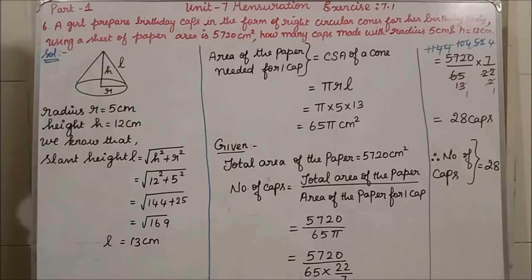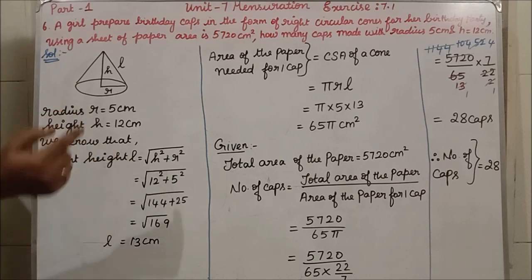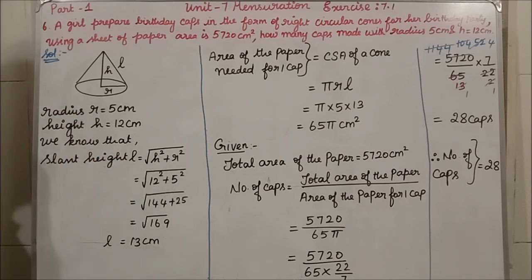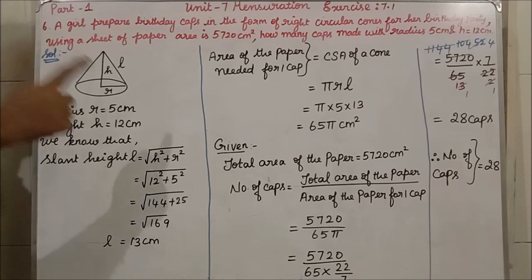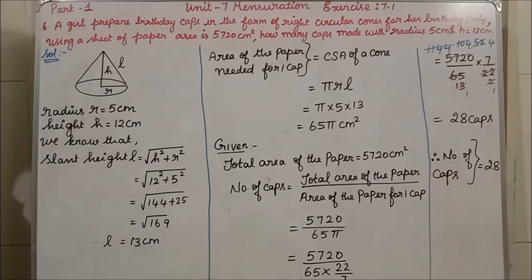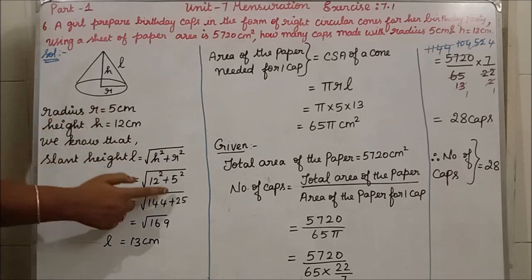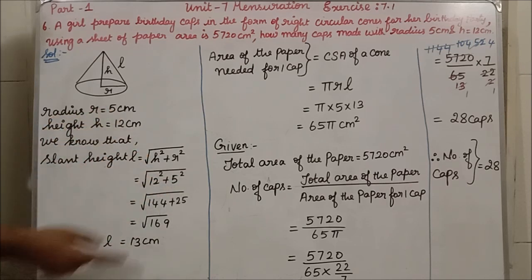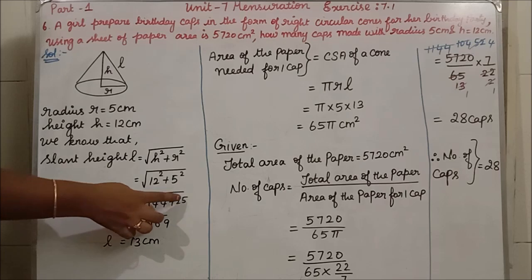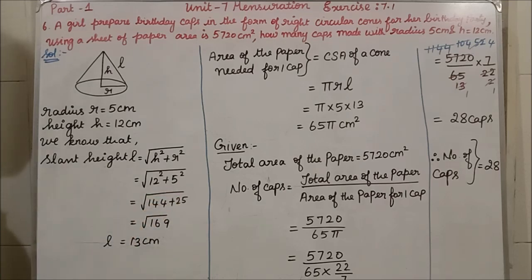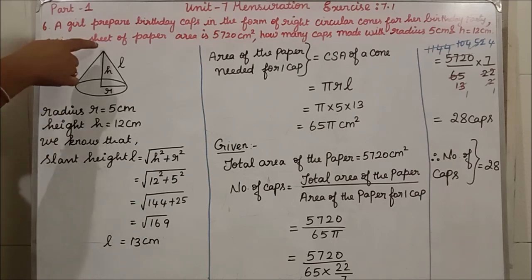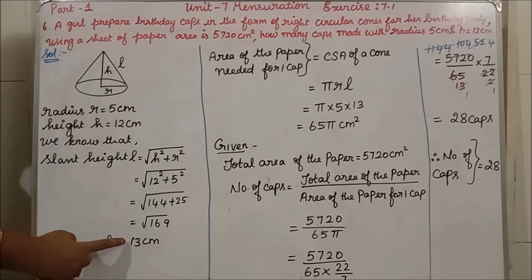So, how will you find the L value? Slant height L is equal to, as in the previous problem when I was teaching, I gave you the note. In that, slant height L is equal to what we have written? Square root of h square plus r square. Isn't it? h means 12 square plus r means 5 square. 12 square is 144, 5 square is 25. So 144 plus 25 is 169. So what is the square root of 169? 13. So the slant height L value is 13 centimeter. Clear all of you?